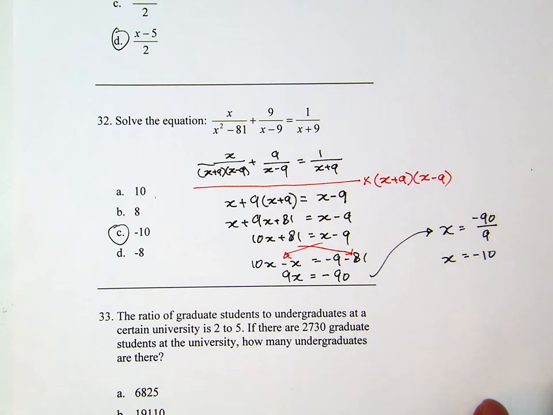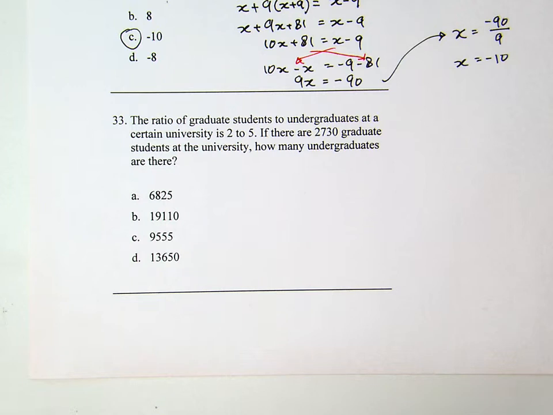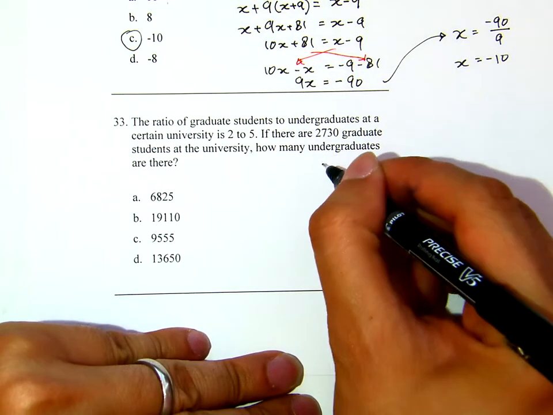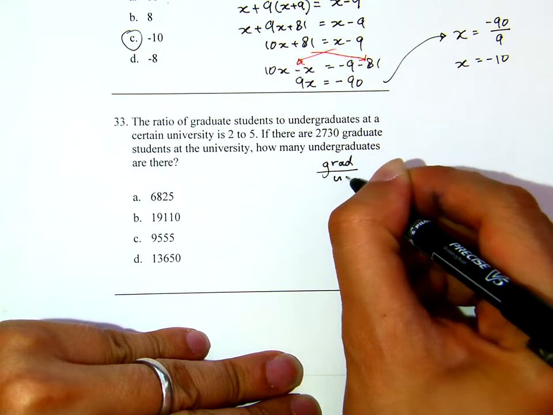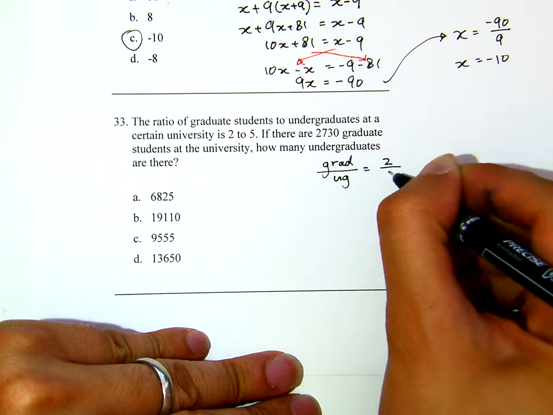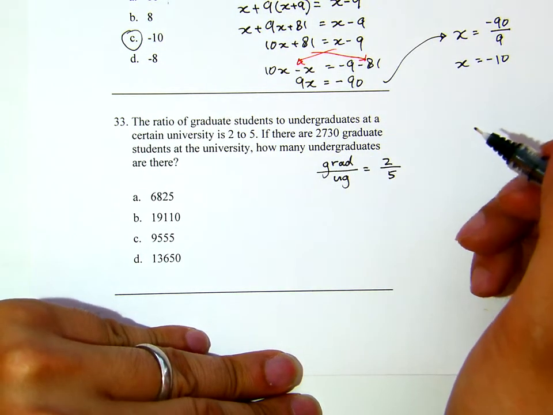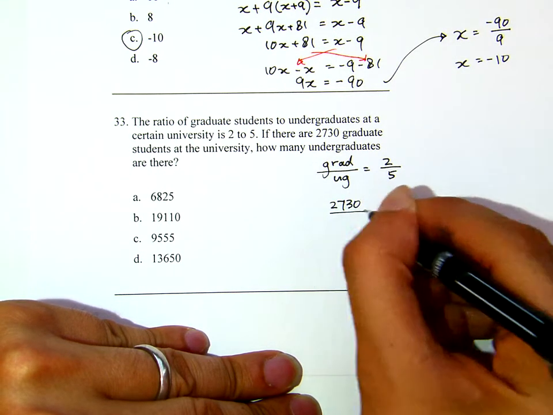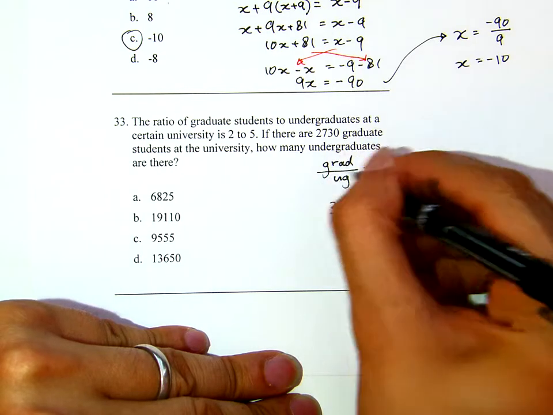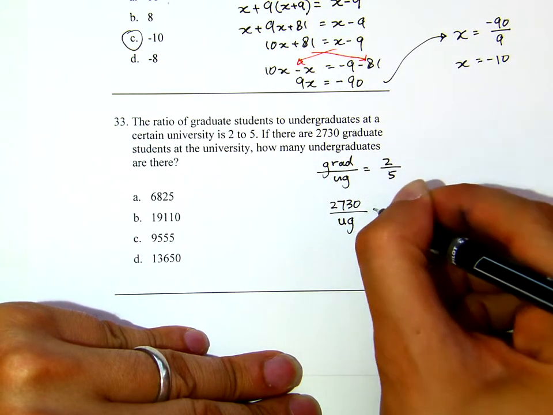Are you with me? Now let's move on to number 33. The ratio of graduate students to undergraduate in a certain university is 2 to 5. Let's write it down: the graduate to the undergraduate is 2 to 5. Now there are 2,730 graduate students. I replace graduate with this number, and we are looking for the number of undergraduate students.